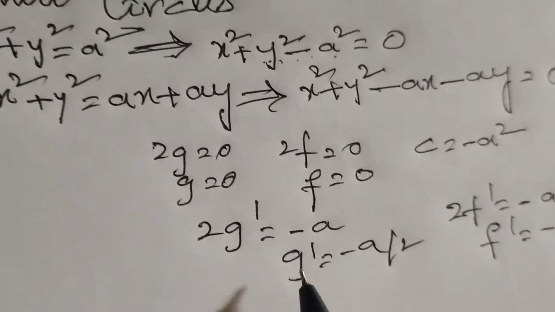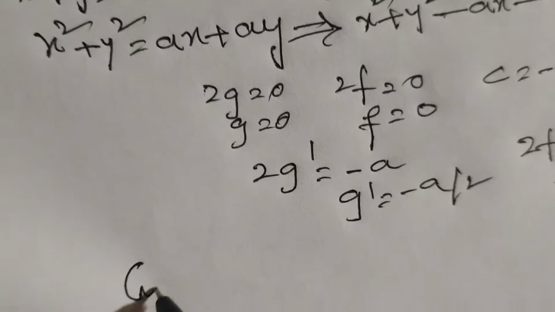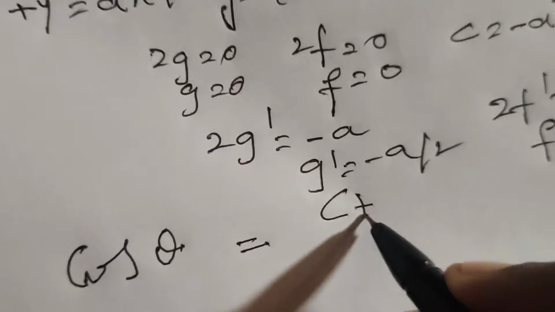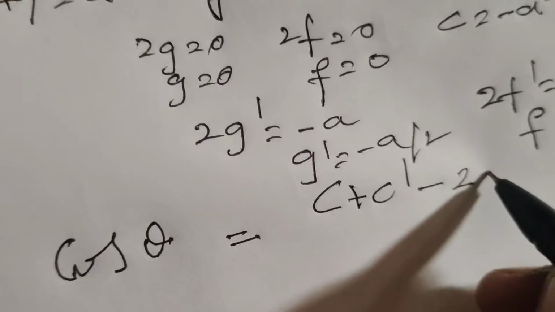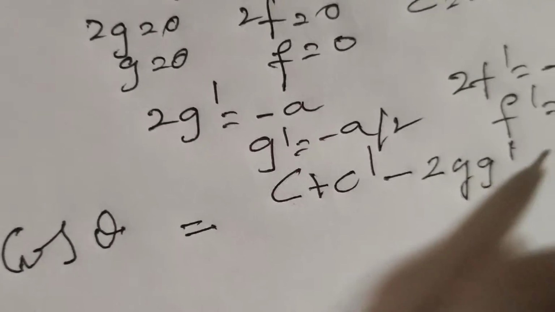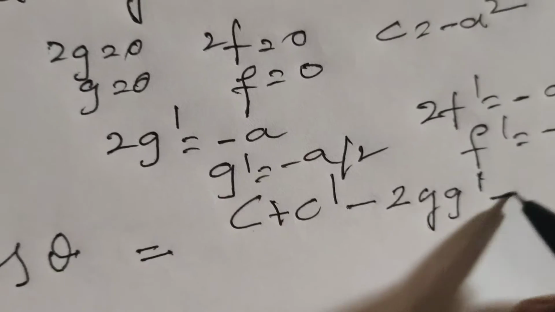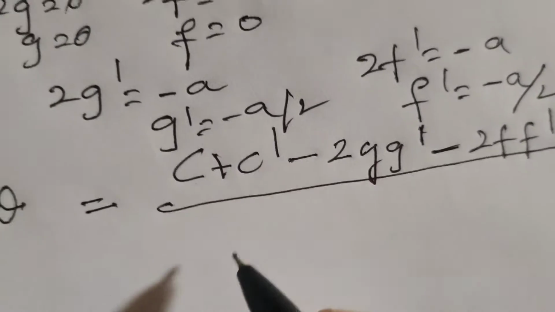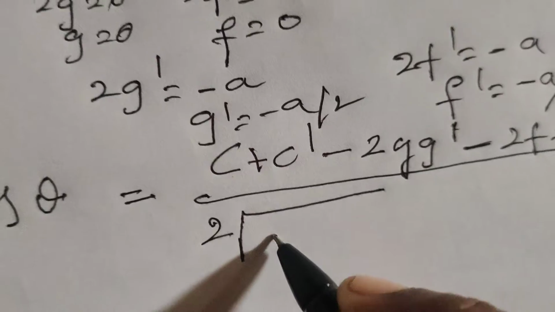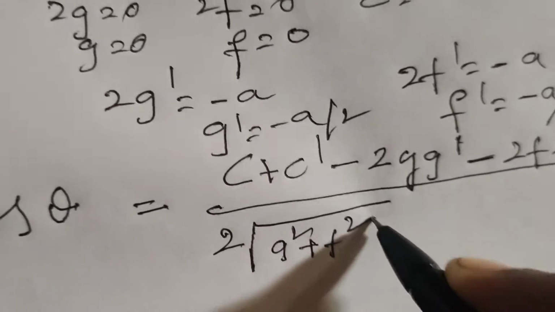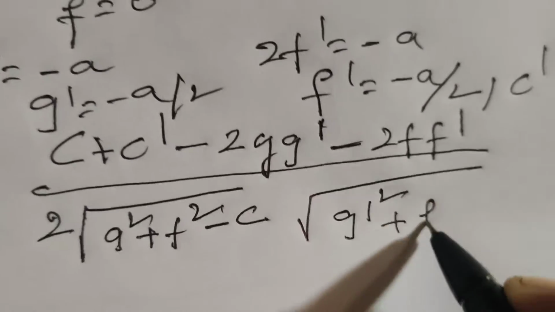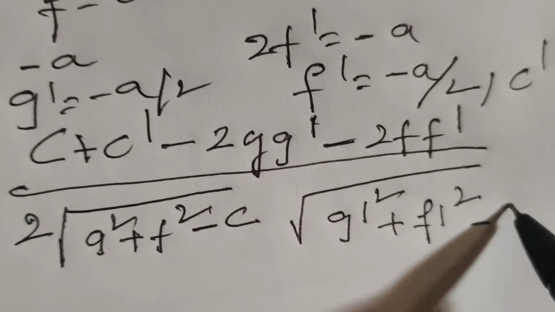Substitute these values into the angle between two circles formula. What is the formula? cos θ = (C + C' − 2GG' − 2FF') / (2√(G² + F² − C) · √(G'² + F'² − C')).